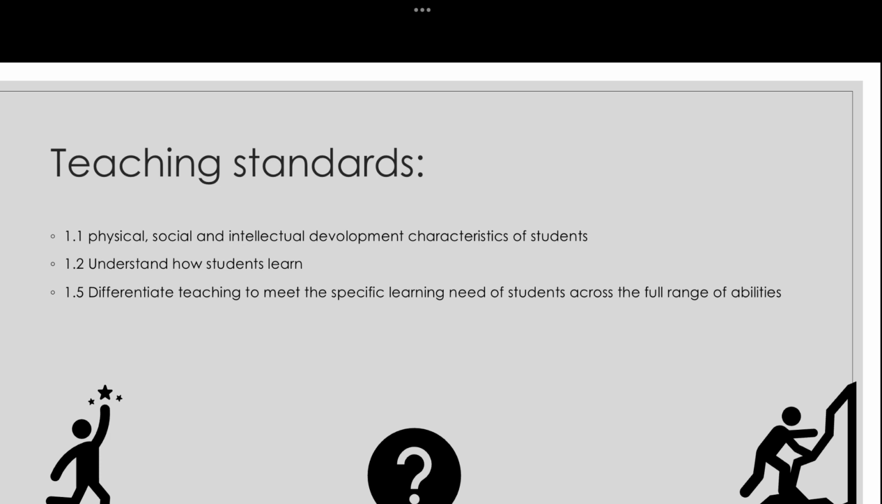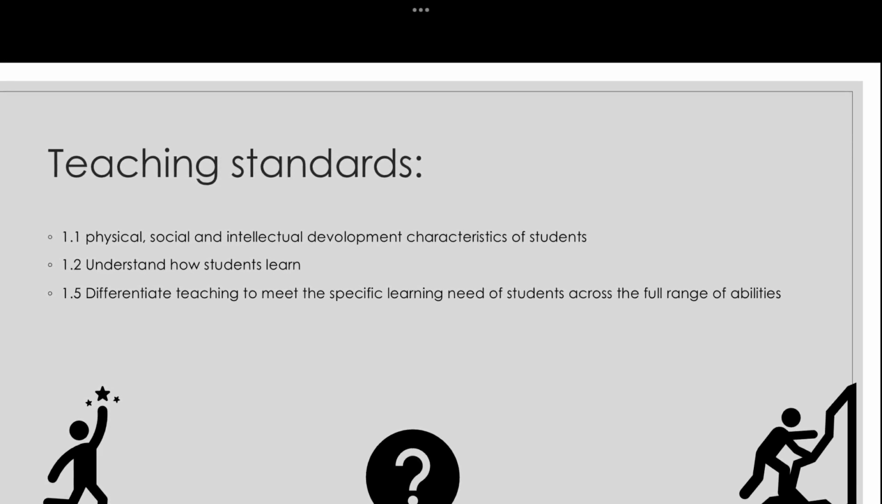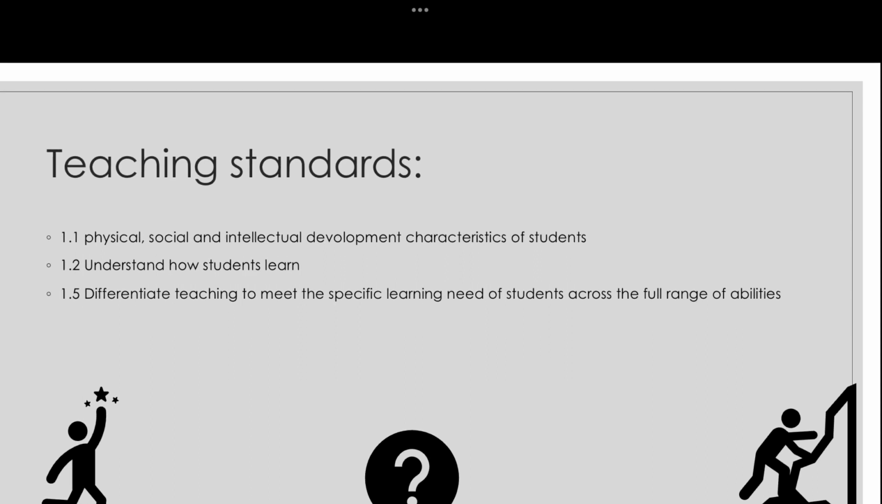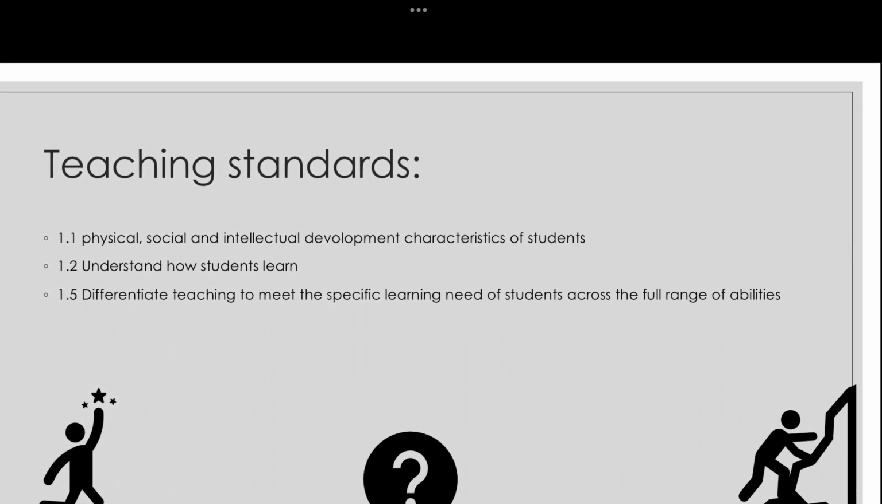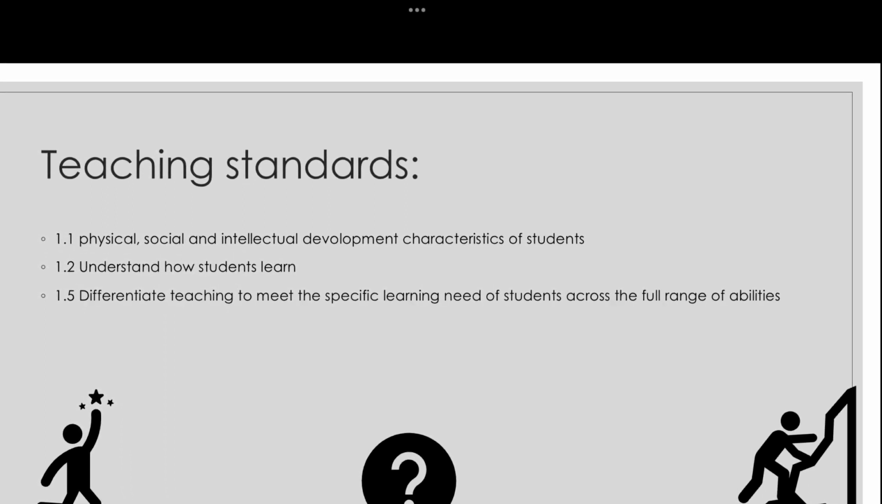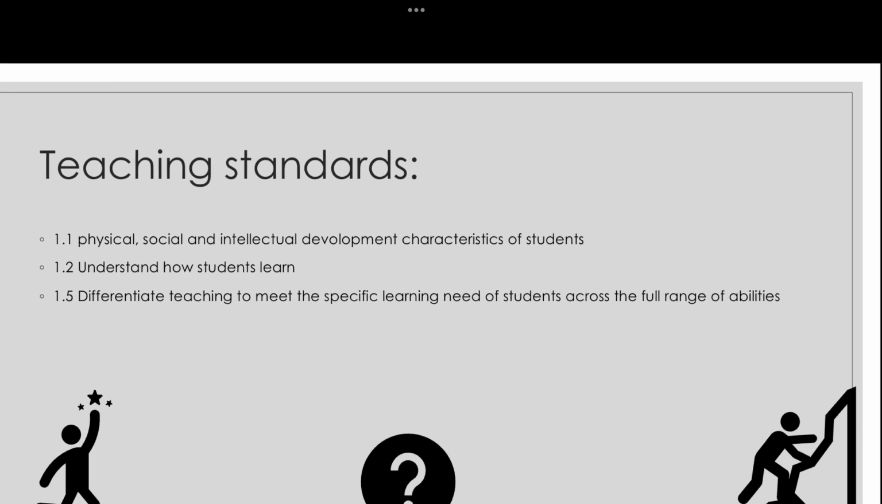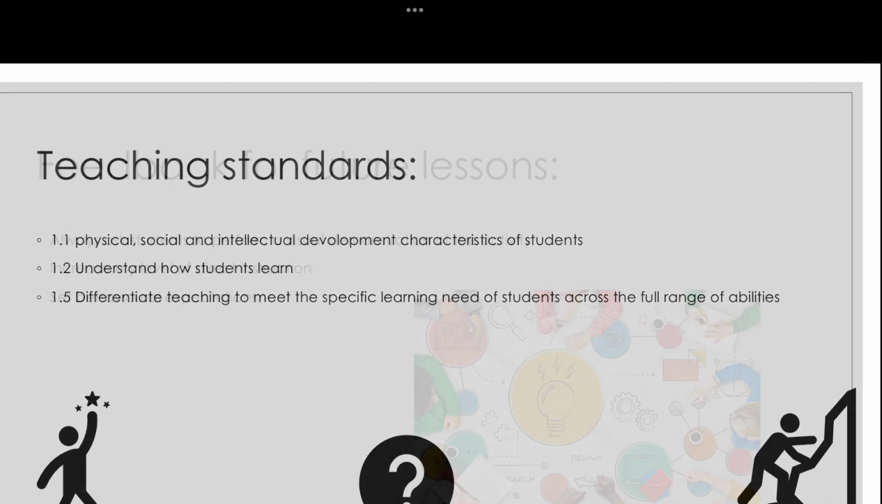Teaching Standard 1.5, Differentiate teaching to meet the specific learning needs of students across the full range of abilities. This standard is about being able to differentiate teaching to meet the specific learning needs across all students. Within my lesson, specifically the student with ASD should have walked through the drill to rehearse. Allowing the student to walk through the activity would have been catering to their diverse needs and meeting this teaching standard. Feedback for future lessons.